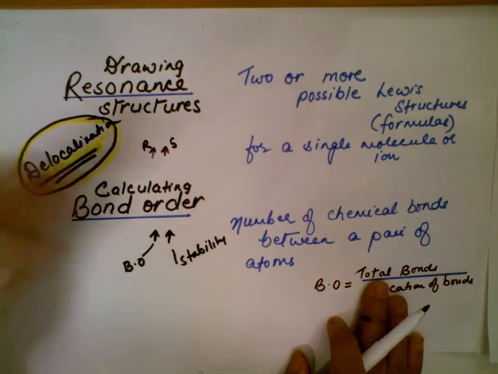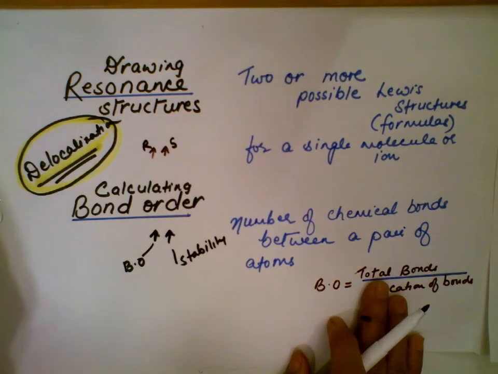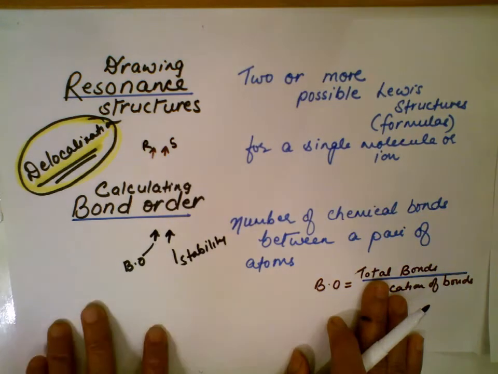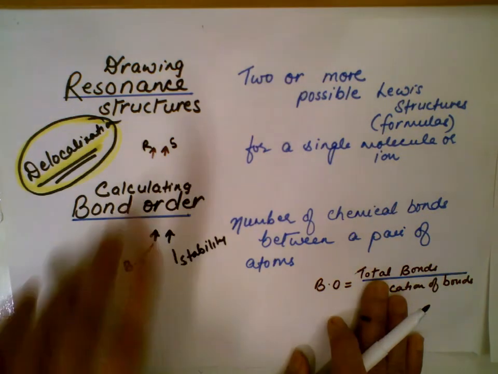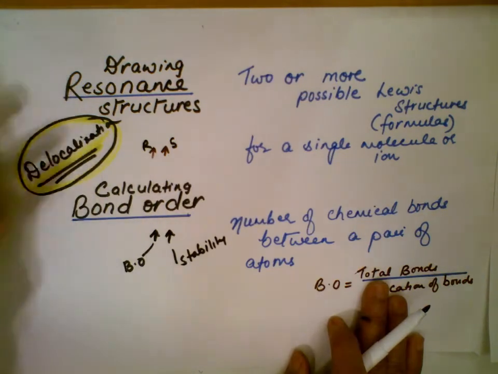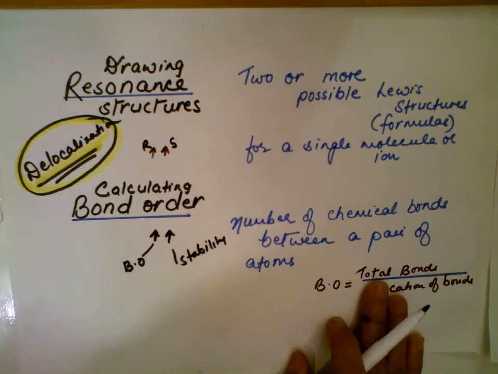So all of the structures are valid, but they are not true. They don't actually exist in nature. However, resonance structures still help us in finding the actual resonance hybrid and actual structure.